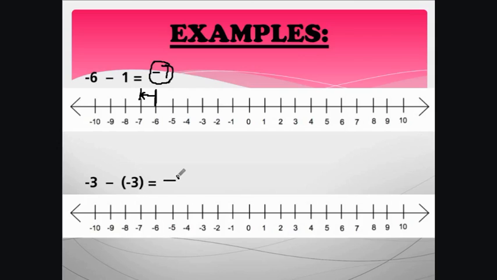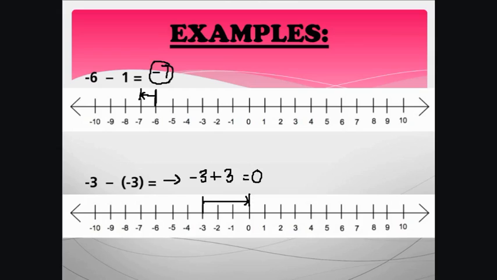Now for this problem, we are subtracting a negative value, which is the same as adding its opposite. So I'm going to rewrite it as -3 plus 3. So here we're going to start at -3, and we're going to add a positive value, which means we're moving to the right on the number line 3 place values. 1, 2, 3 to equal 0.